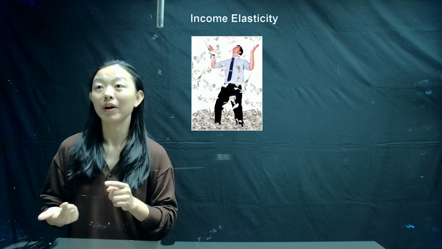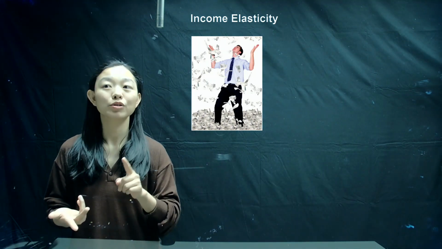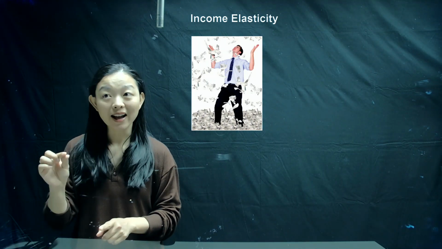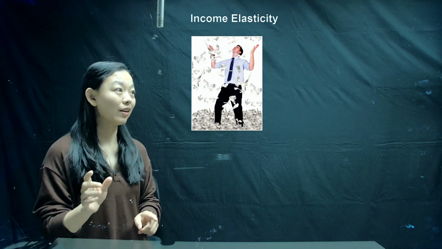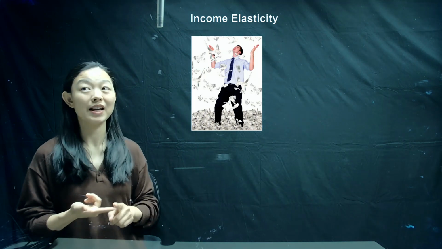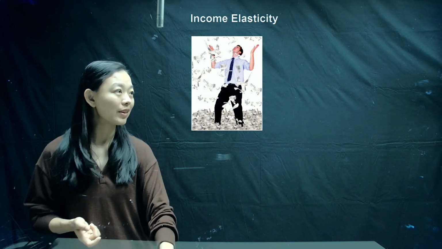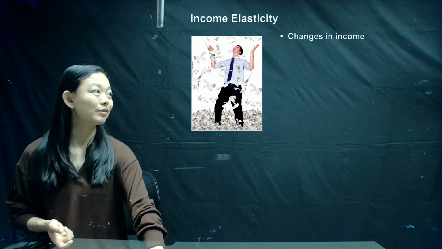However, when we talk about income elasticity or cross price elasticity, sign is very important. So we cannot ignore the sign in the income elasticity and cross price elasticity. Okay, so first, let's see.